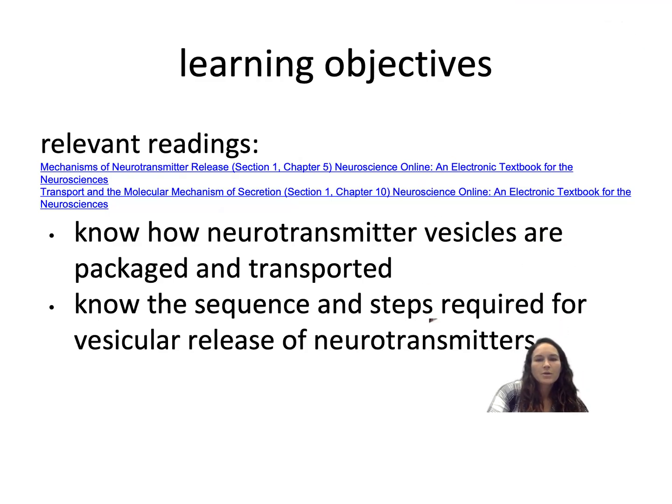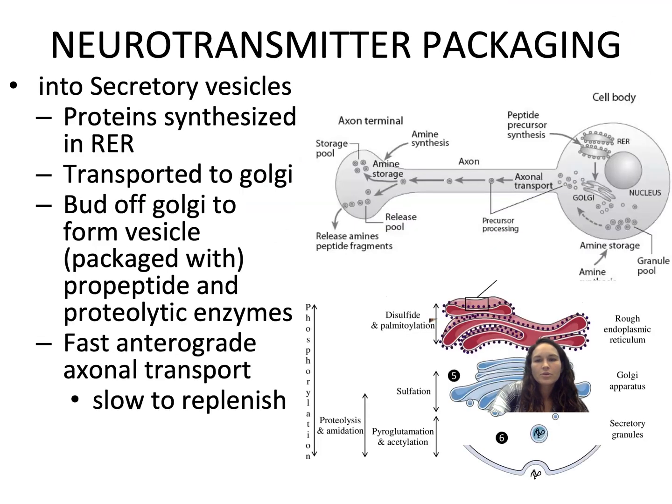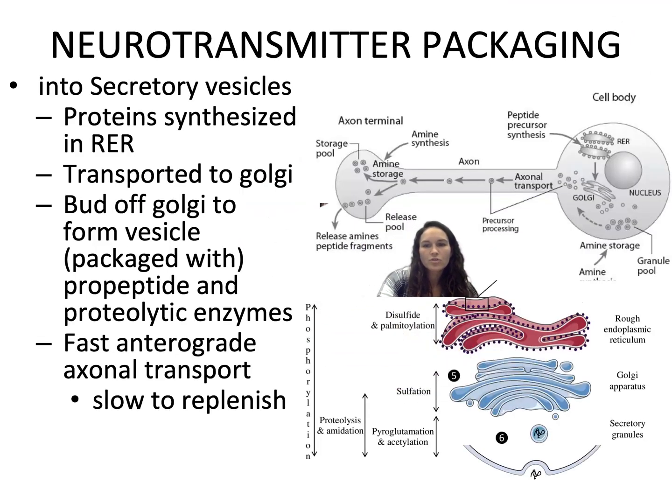Okay, so we're going to talk about how vesicles are packaged and transported down the axon. Neurotransmitters are going to be packaged into secretory vesicles or synaptic vesicles that are going to fuse with the presynaptic membrane with the depolarization of the axon terminal that comes with an action potential. And vesicles in cells are going to originate or bud off of the Golgi apparatus in the cell body.